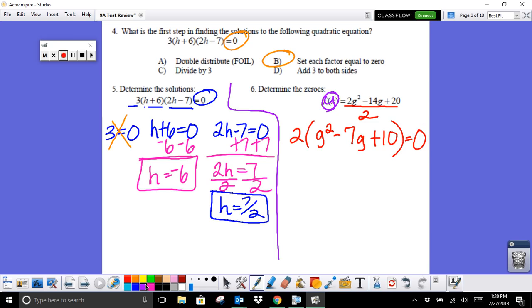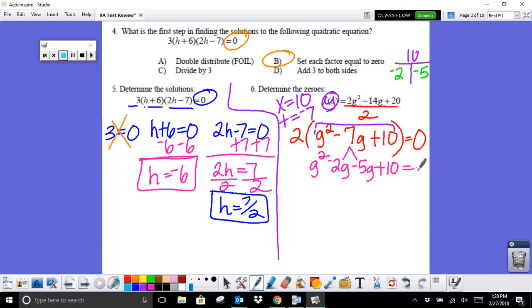So now I'm going to factor this. What multiplies to be 10 and also adds up to be negative 7? I know some of y'all make a t-chart. You have to understand that you need 2 negative numbers here. So it's going to be negative 2 and negative 5. They multiply to be 10 and add to be negative 7. So I'm going to break my middle term apart into a minus 2g, a minus 5g. I'm going to bring my first term down, and I'm going to bring my last term down. This is all still equal to 0.